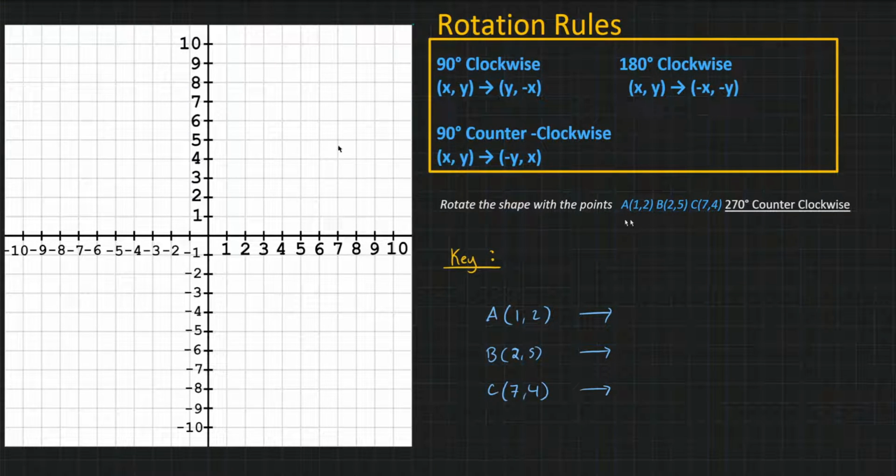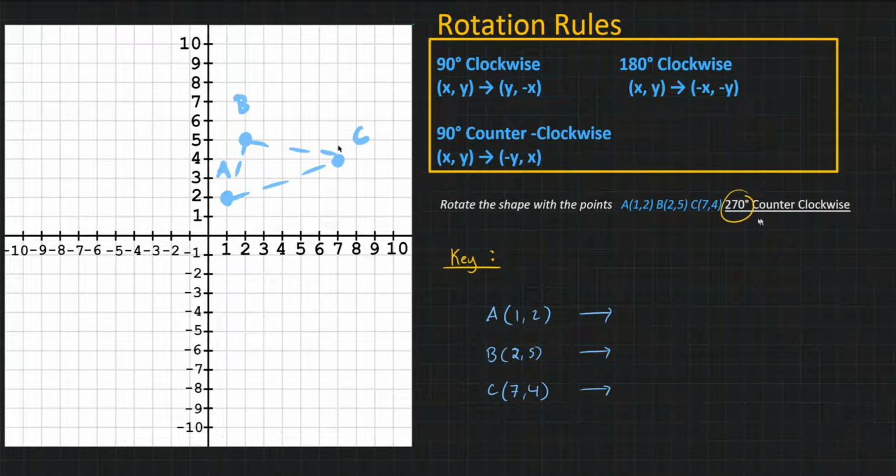We need to rotate this shape 270 degrees counterclockwise. Before we do anything, let's start by graphing the pre-image. So 1, 2, there's A, 2, 5, that's B, and 7, 4, that's C. Here's my pre-image. Okay. And now my key, and then my image.